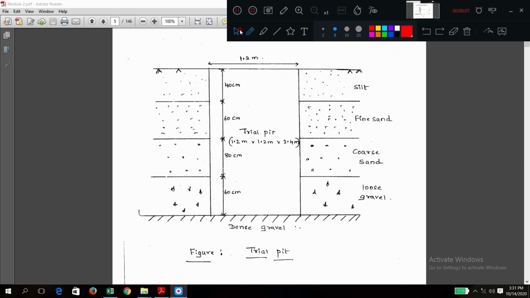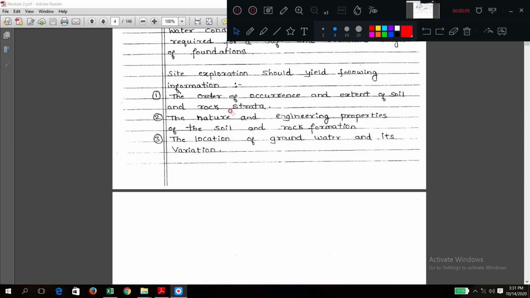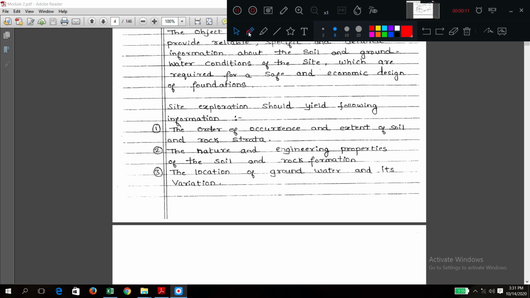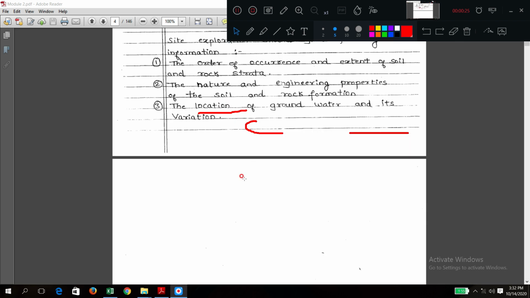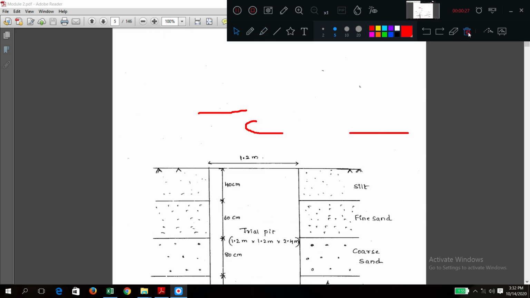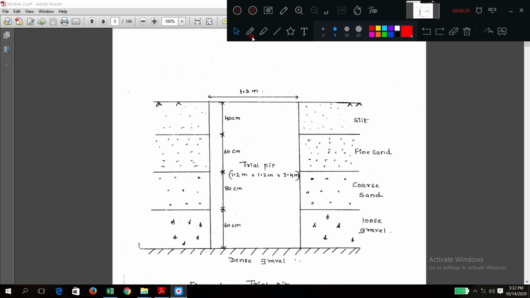In the previous one, we studied the information you are going to get after site exploration. After conducting the site exploration, what type of information are you going to get? Order of occurrence, extent of soil. So here you can see order of occurrence and extent of soil. The first order is silt, second is fine, coarse, loose gravel.